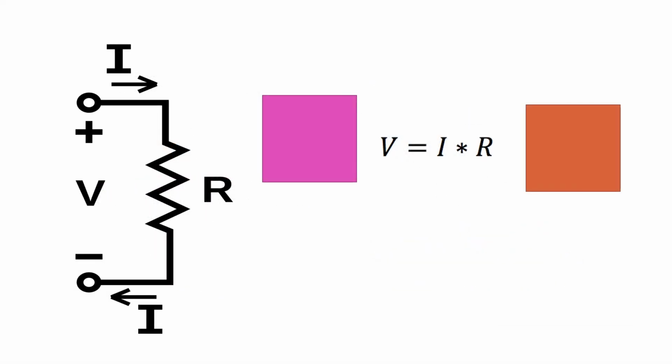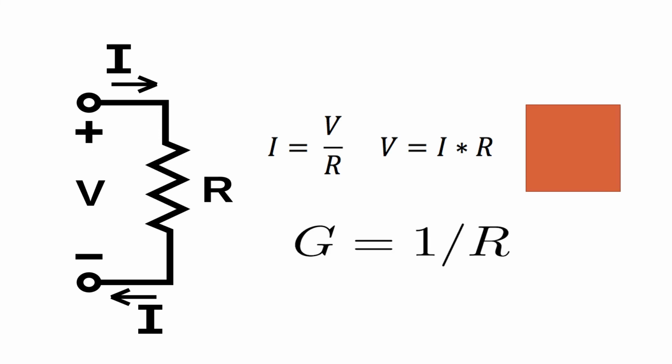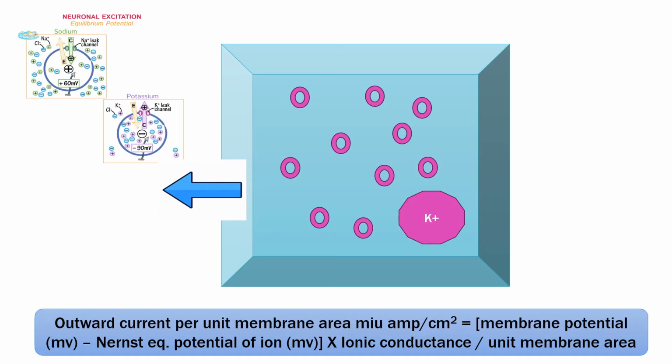We know that Ohm's law is V = IR, where I is the current and R is the resistance. So current, we can say I = V/R, so V into 1/R. Now 1/R is nothing but the conductance, or G. So G = 1/R. So we can say that the current I is equal to the voltage difference into the conductance of that ion. From this we can derive the outer current per unit area, that is microampere per centimeter square.